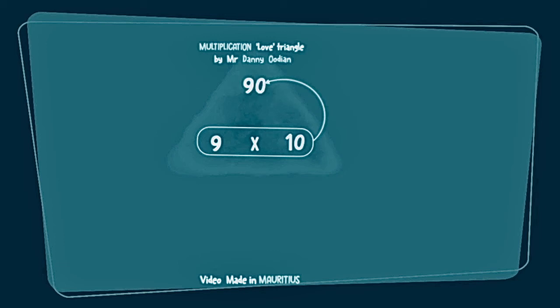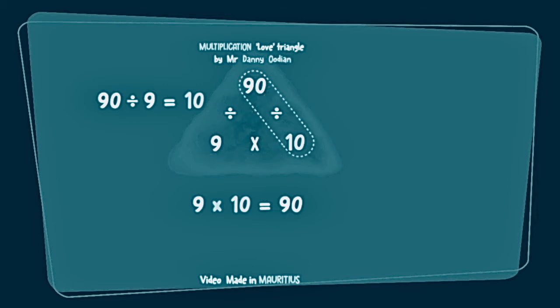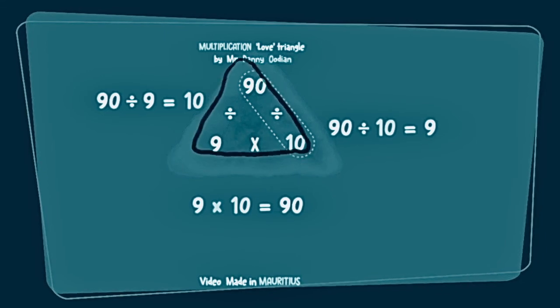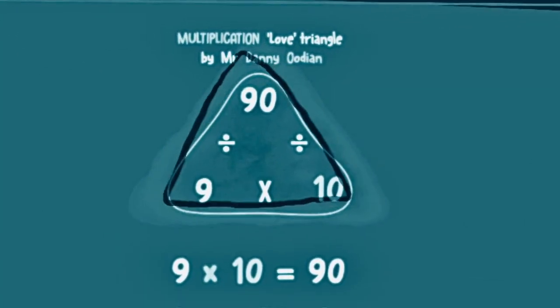9 times 10, 90. But 90 divided by 9 is equal to 10. Similarly, 90 divided by 10 is equal to 9. So, 90, 9, and 10 make a multiplication triangle.